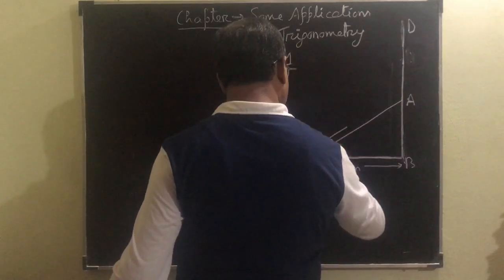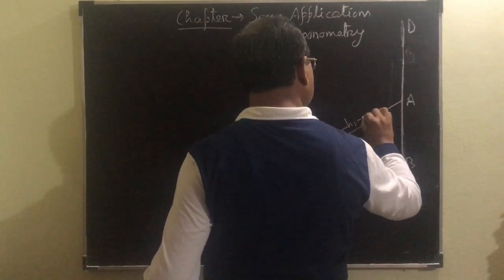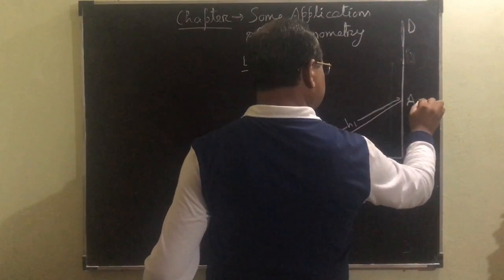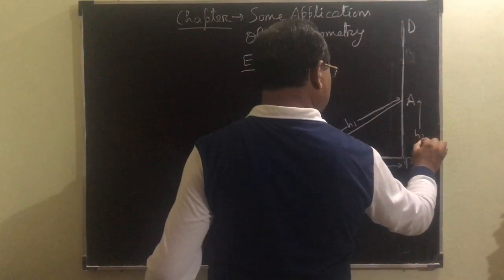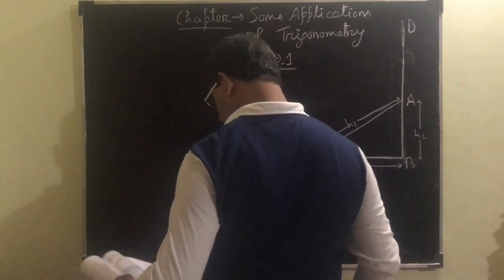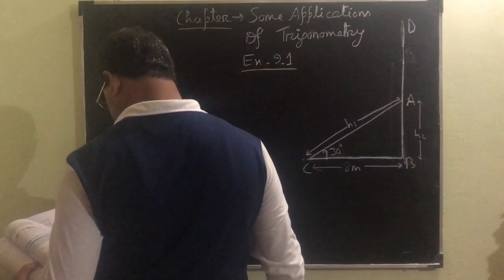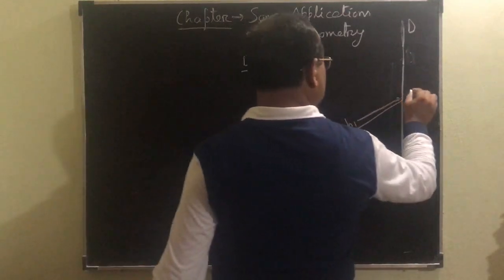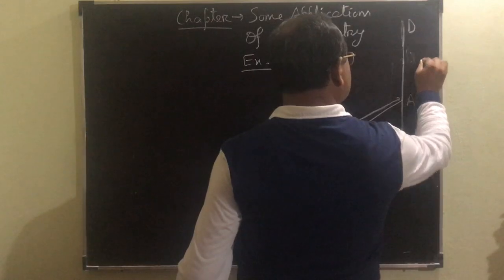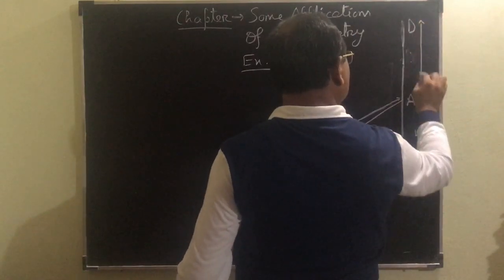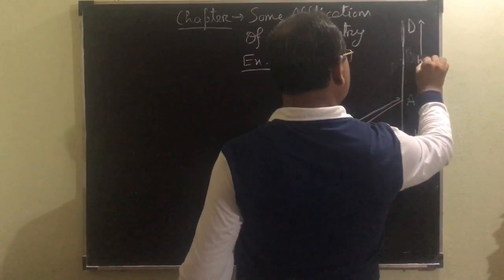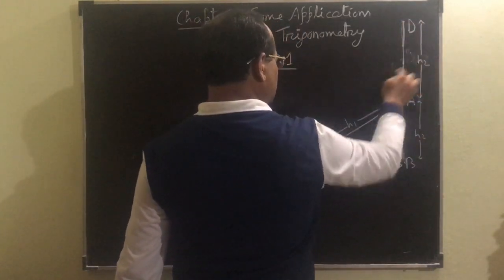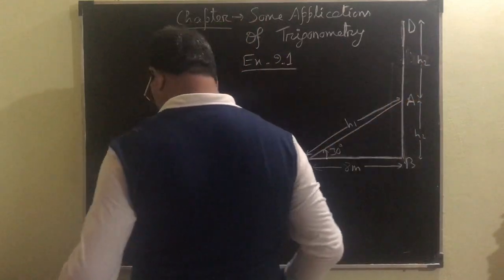Suppose you take this one equal to H1 and this one equal to H2. This portion and this portion are the same. This one is again H2. And this is the broken part. This portion and this portion are equal, H2, H2.